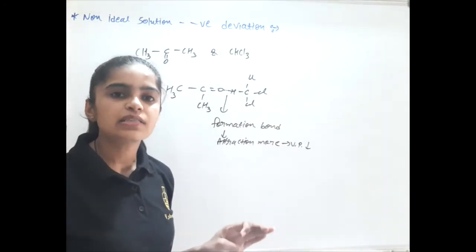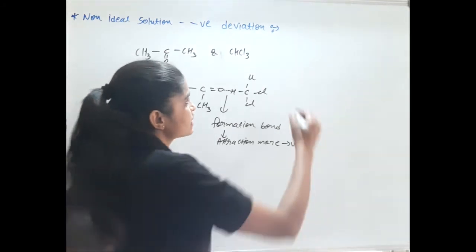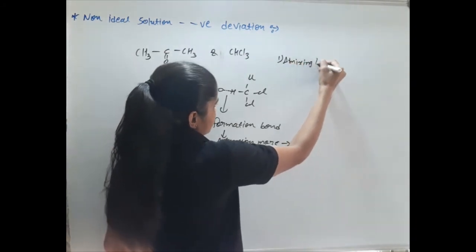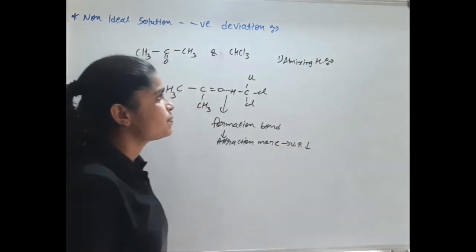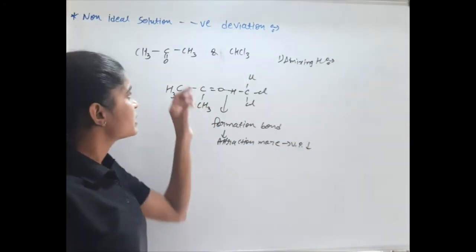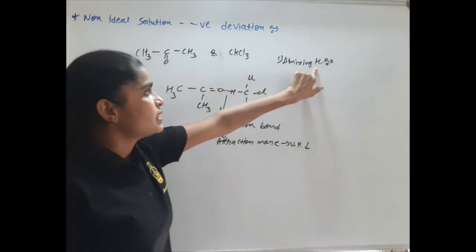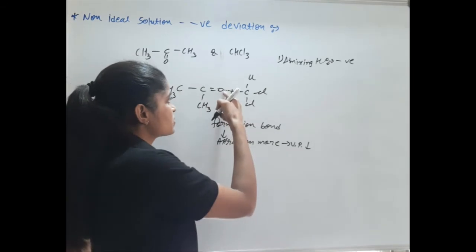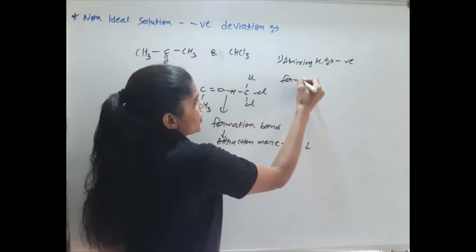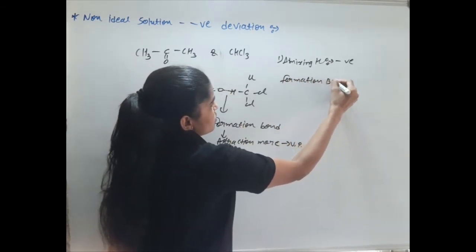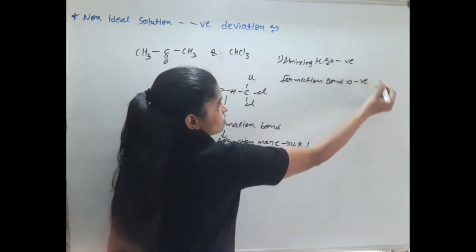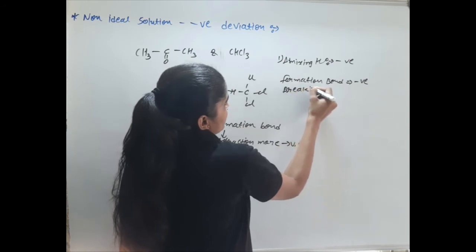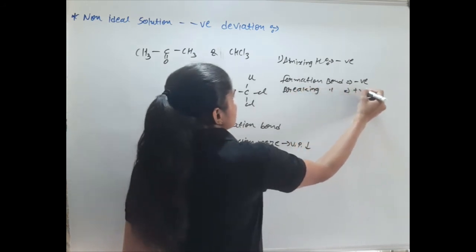Next are the characteristics of the negative deviation. The first characteristic is delta mixing H, the enthalpy change on mixing. When we mix this and this, delta H is negative. Why is this negative? Because of bond formation. Formation of a bond releases energy, so this is negative, and breaking a bond requires energy, so this is positive.